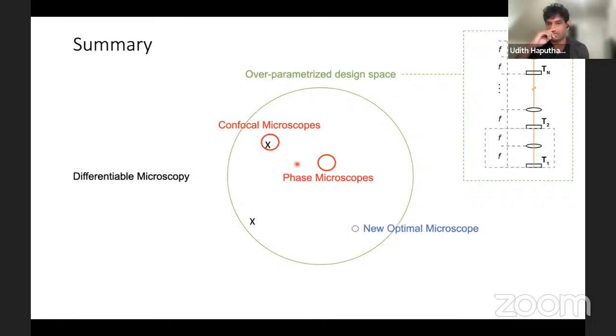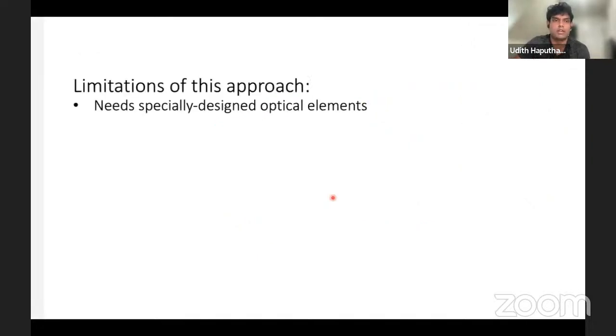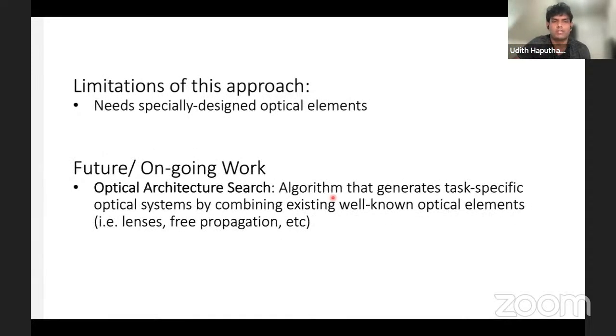And the potential of this work is that, in a similar way, we can go into entirely new optimal microscopes for different tasks. The limitation of this approach is that it needs specially designed optical elements, as an example these phase masks. So this is one of our ongoing works, optical architecture search.